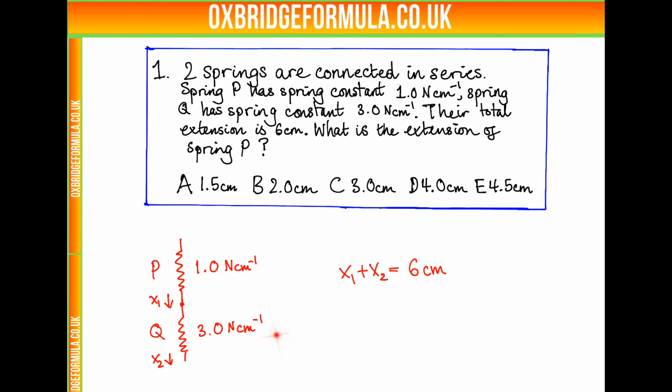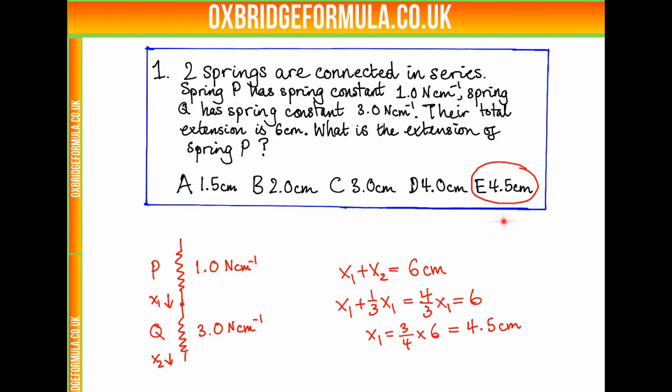based on the fact that this is 3 times harder to extend. So we have x1 plus 1/3 x1 equals 6 centimetres. This is 4/3 x1. So if we rearrange this, then we can see that x1 is 3/4 times 6, which is 4.5 centimetres. So our answer is E, 4.5 centimetres.